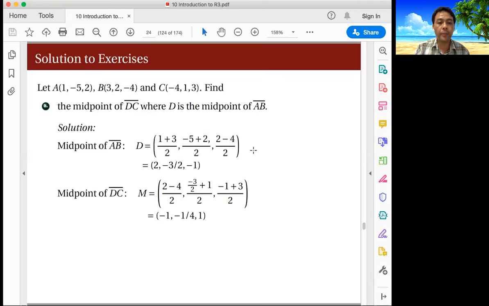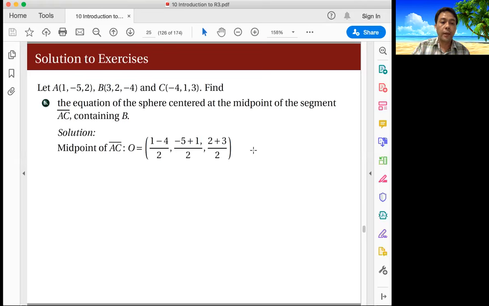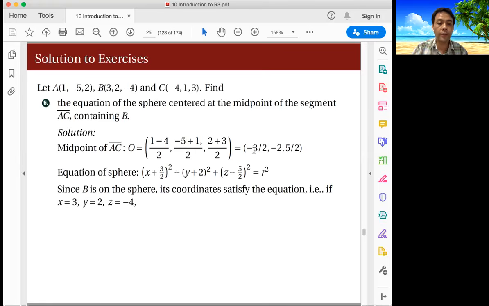Now for the second problem, what is the equation of the sphere centered at the midpoint of the segment AC containing B? So first we need to know the center. So we need to get the midpoint of the segment AC. And that is simply given by 1 plus -4, -5 plus 1, and 2 plus 3 all over 2. And that is given by these coordinates. This becomes the center. Now we want to know the radius. And the radius is simply half of the length of AC.